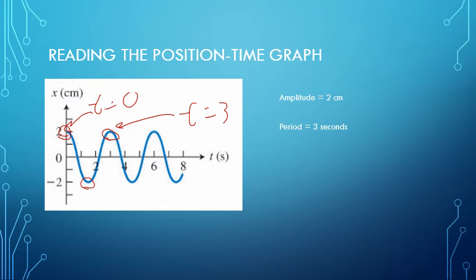And again, to find the frequency, we just take the inverse. So it'd be 1 over 3 or 0.33 hertz. Okay. So you can do it with any graph that you want. We're going to try it again with a different kind of graph.